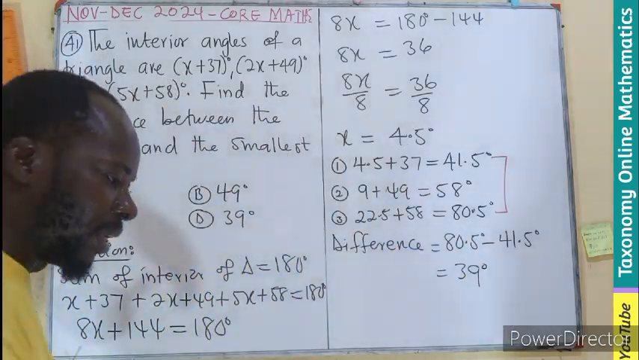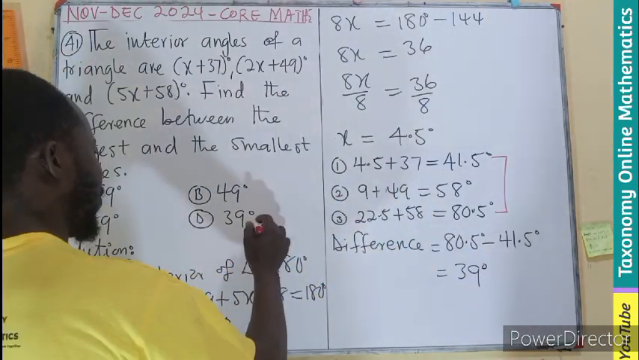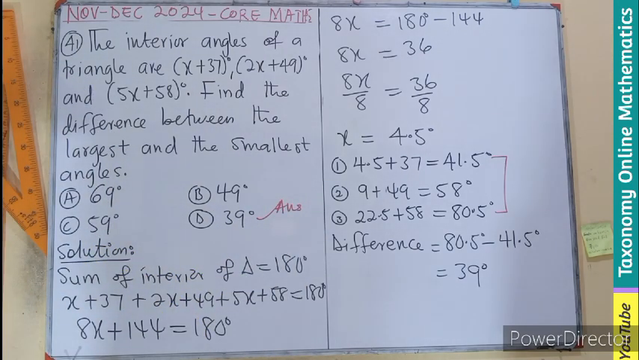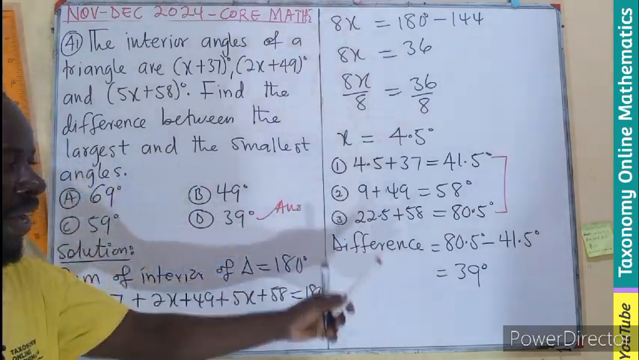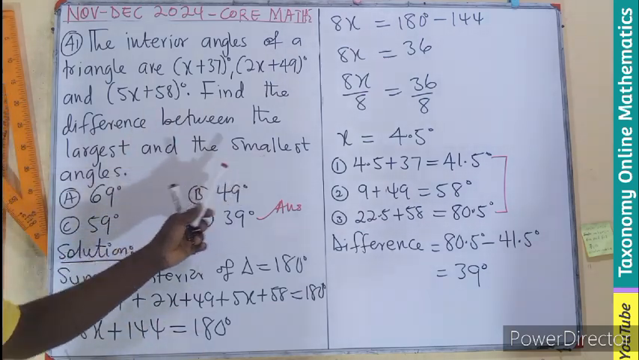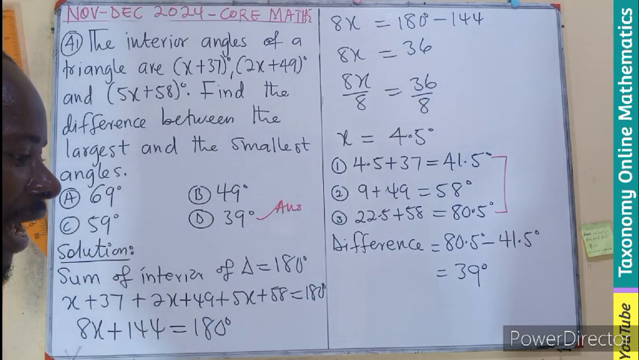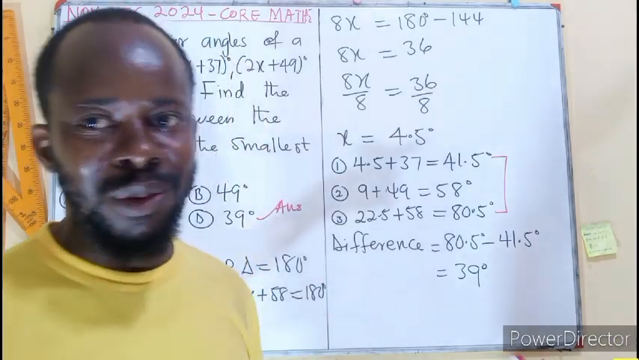So which of the options are we going for? We are going for option D as the difference between the largest angle, which is 80.5 degrees, and the smallest angle, which is 41.5 degrees. I guess the concept built into it is understood.